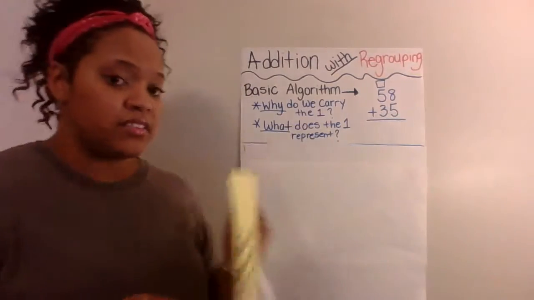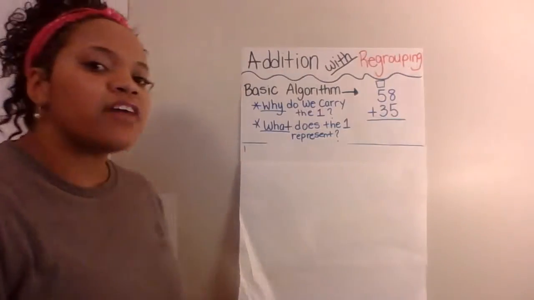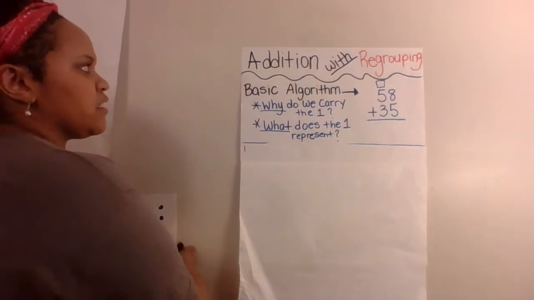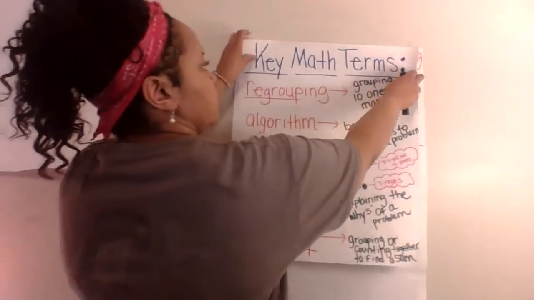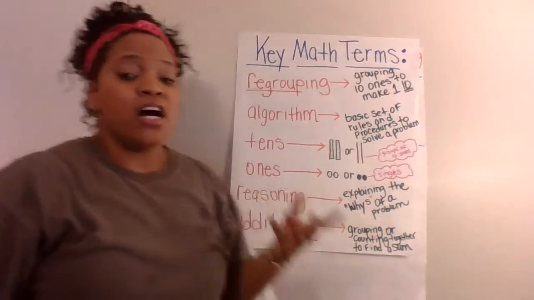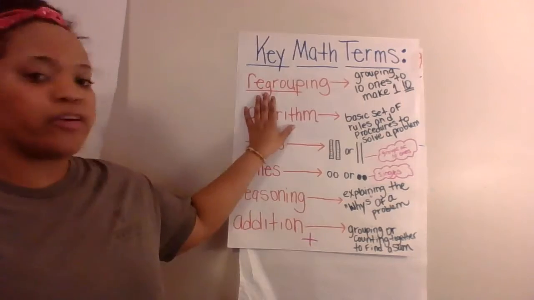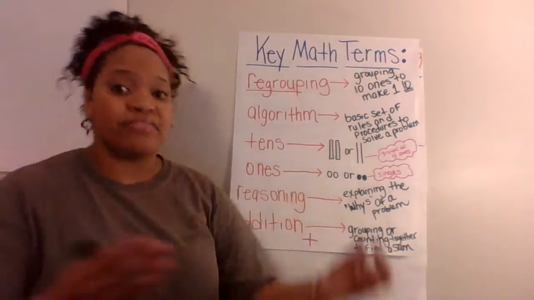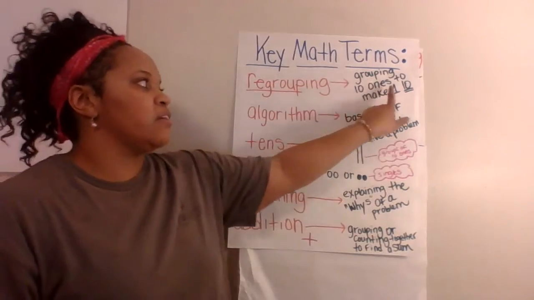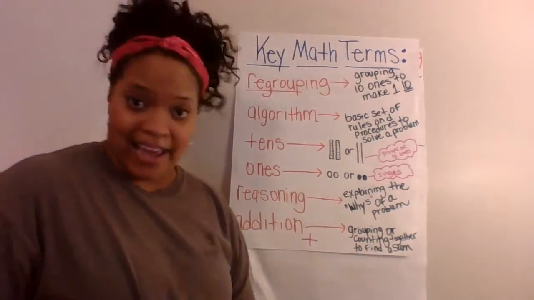All right. So this is our target. I'm just going to put it over here to the side. And first off, let's look at our math terms right quick, because we have to know what our key math terms are and what they mean before we can even apply them to the lesson. So regrouping is the first. Regrouping, for the skill that we're learning today, is grouping 10 ones to make one 10. That's what we will be regrouping today.